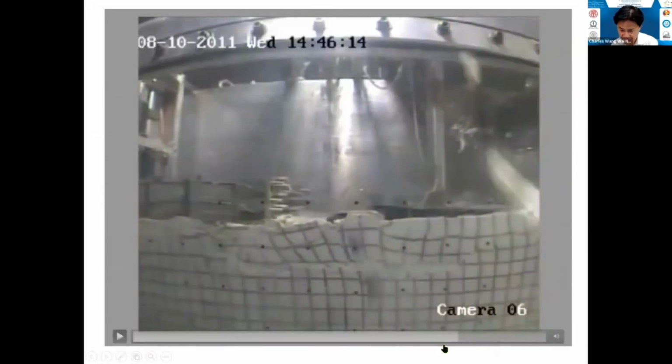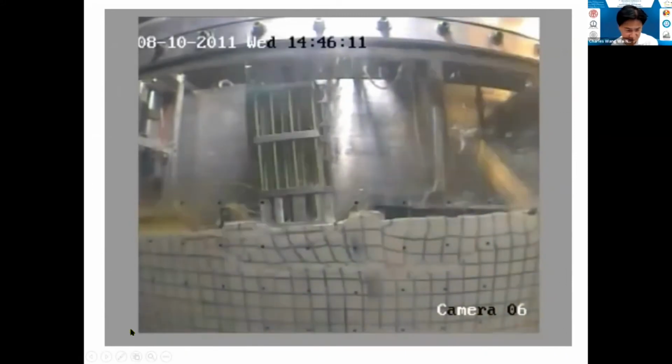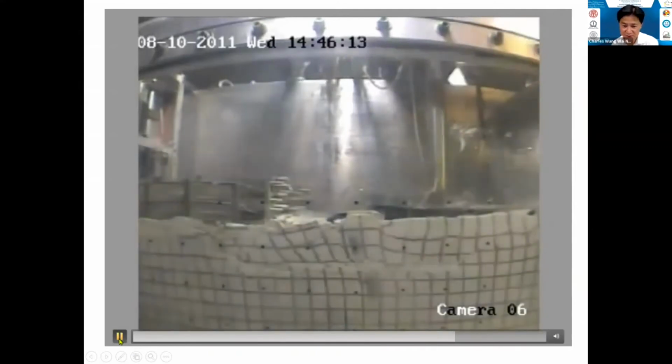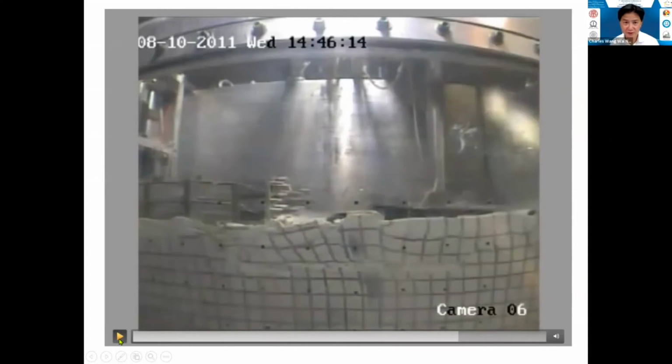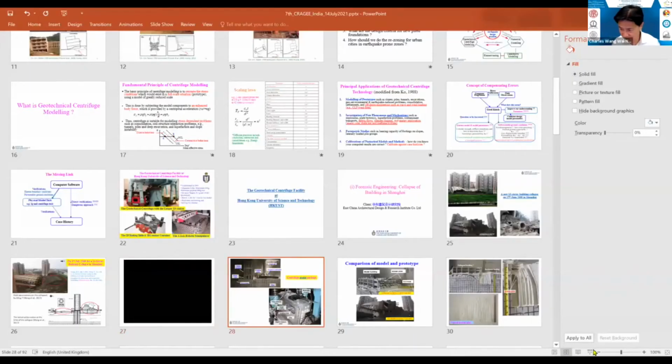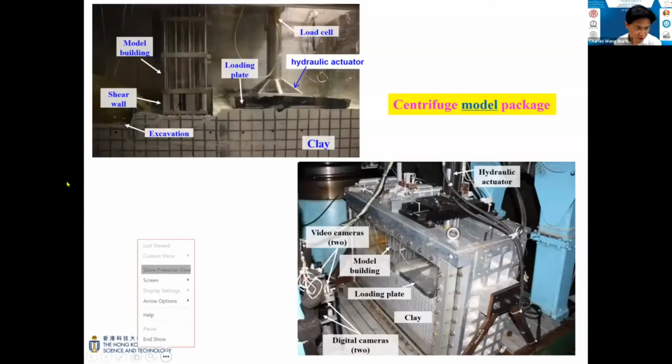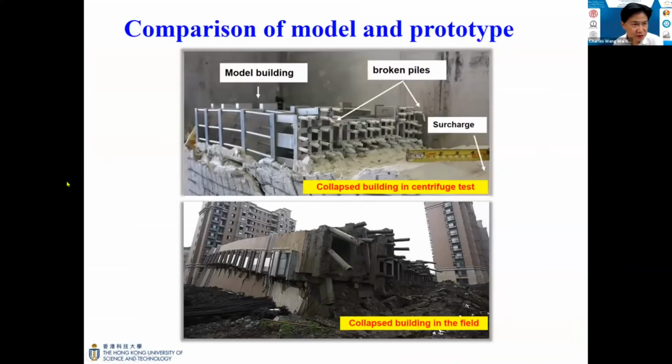If I may just replay a little bit. Now if I go back to the presentation mode so that I can use the mouse. You can see the upper diagram is the collapsed building in a centrifuge. The lower diagram is the collapsed building in the field. I hope you agree with me, they look almost identical.